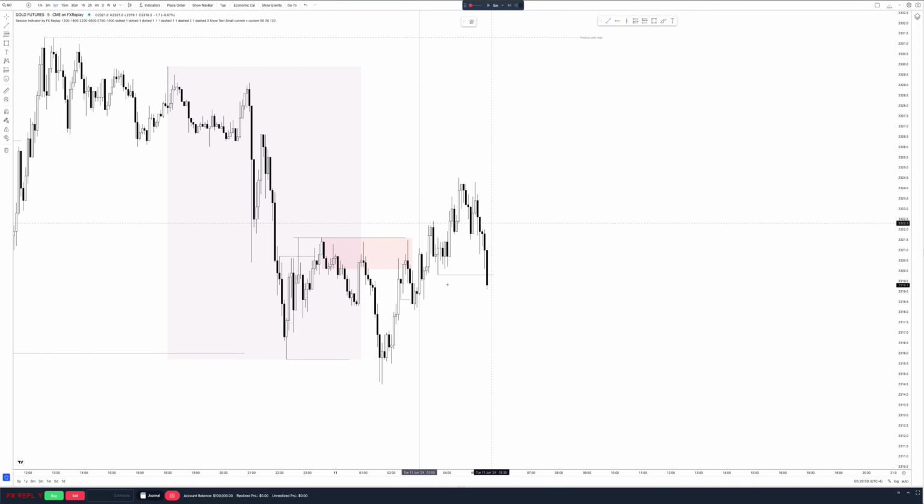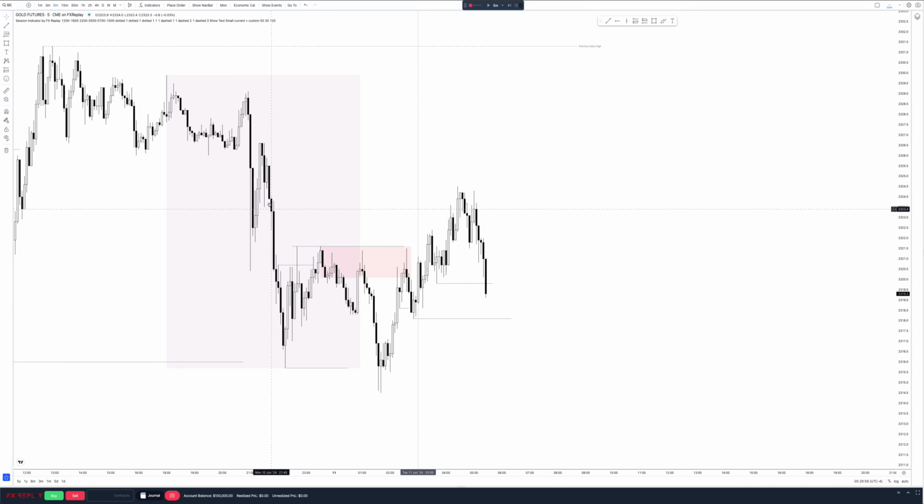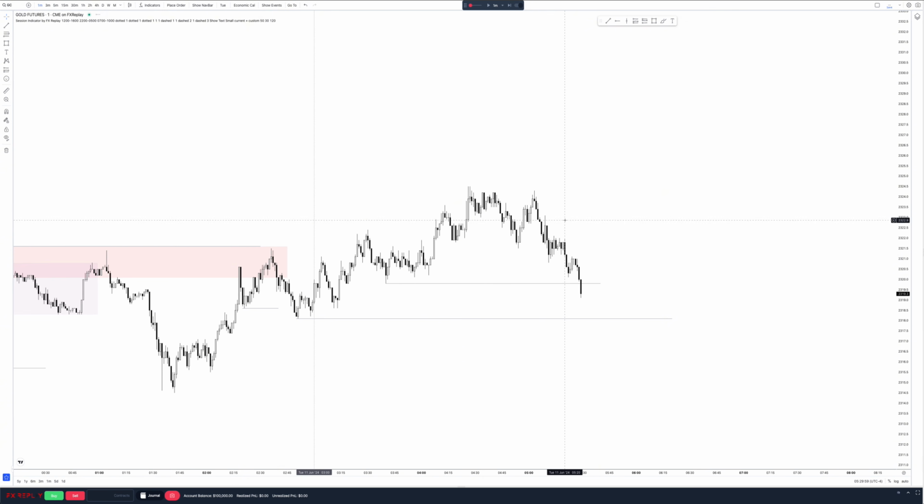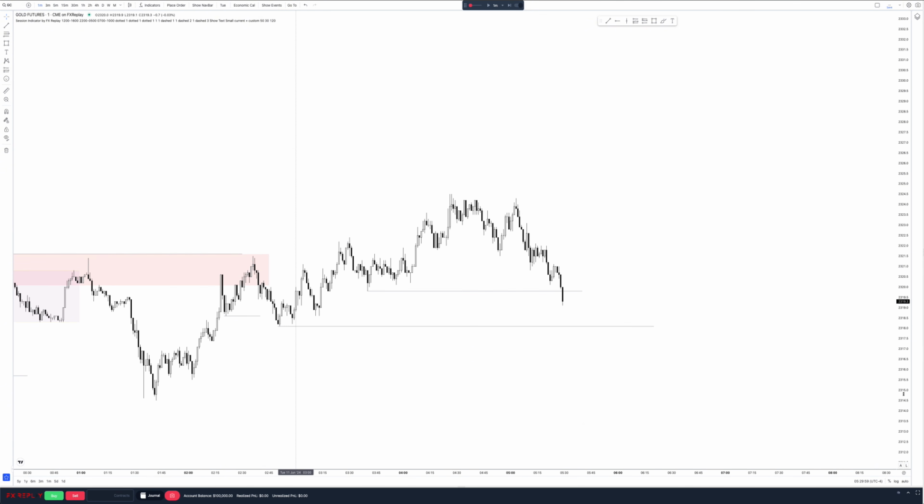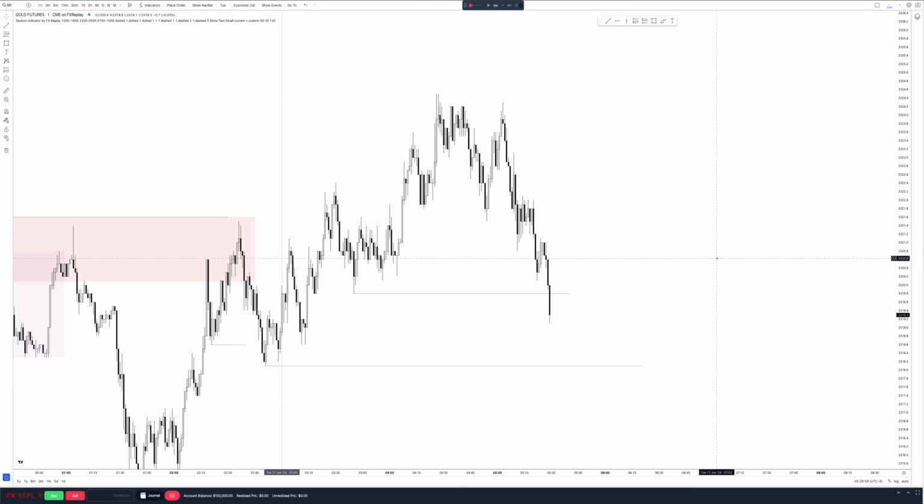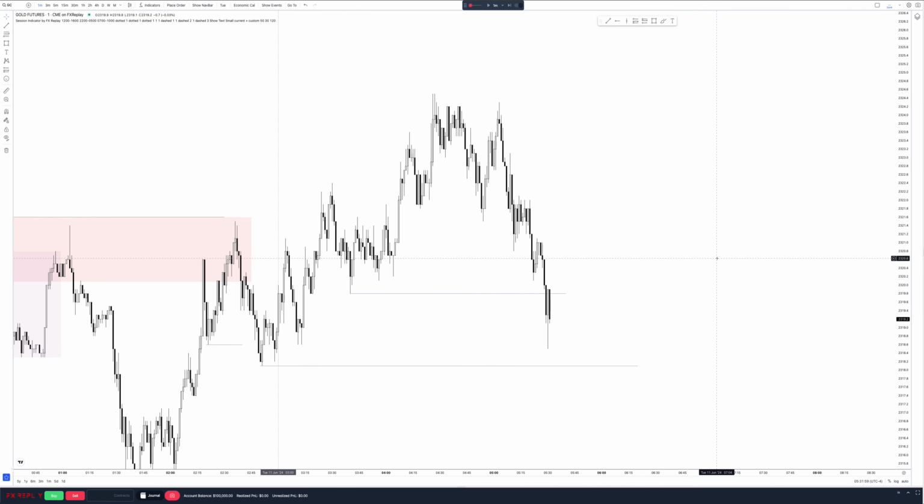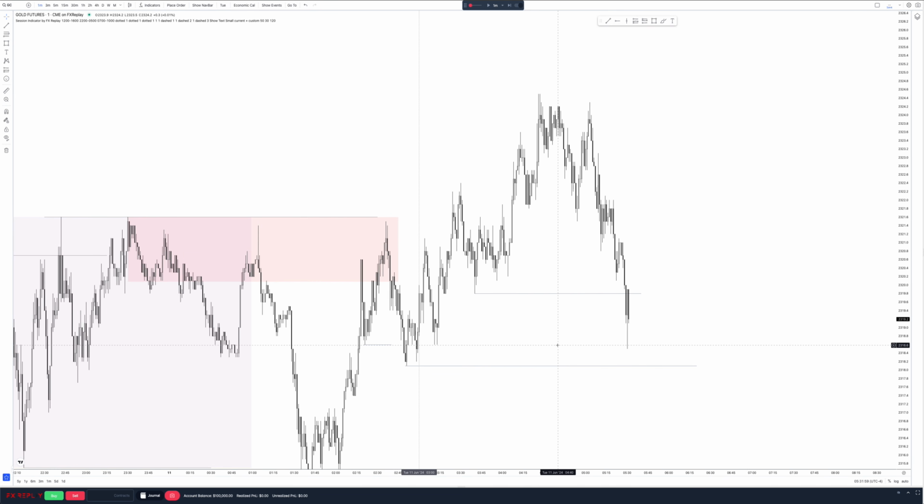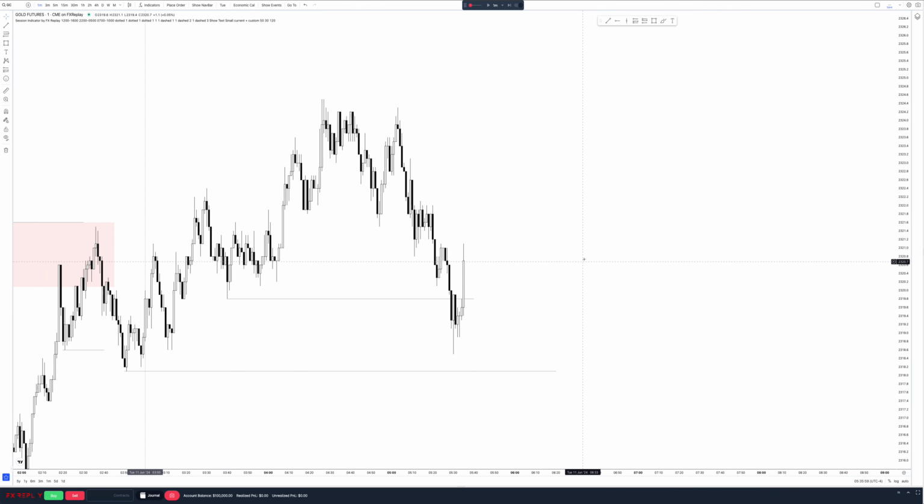Honestly, this is still on the table. These lows can get swept, so let's see what happens. I'll head to the 1 minute time frame and just see PA right here. Okay, we got this bullish move out.